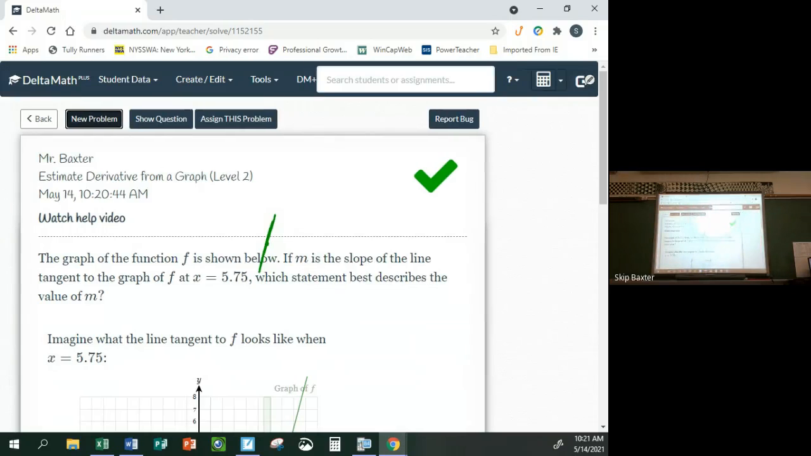And that's the answer. So these are really easy questions. You just look at the graph and you're estimating the slope of the curve based on the graph.